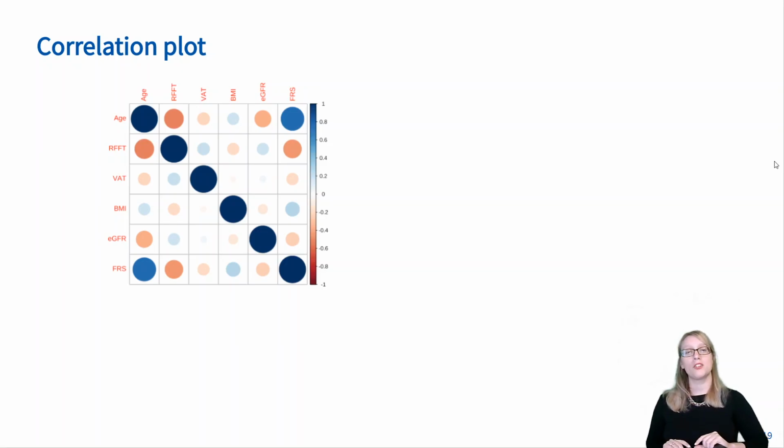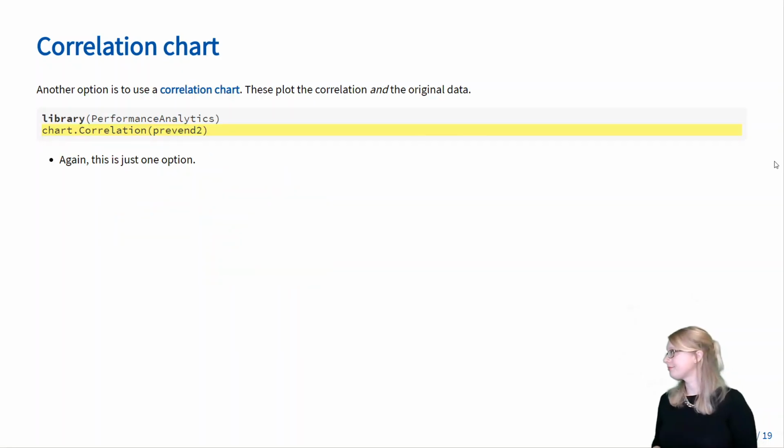We're going to pay special attention here to the off-diagonal elements. So for example, we know there's a strong relationship between age and the risk score for a heart attack. That's indicated by a relatively large blue circle. We also know that there's not much of a correlation between the kidney function, eGFR, and the body mass index. That's indicated by a relatively small, very lightly shaded circle.